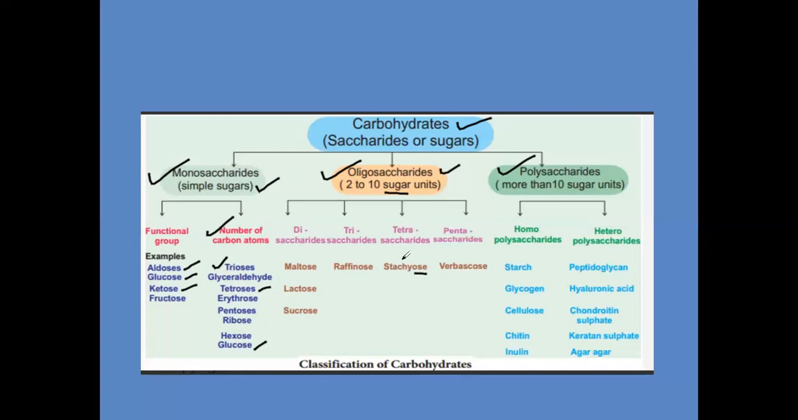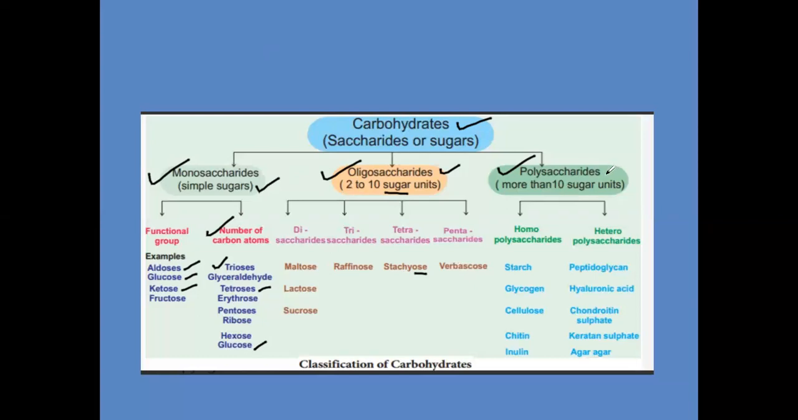How many sugar units will be present in this? 4. And in raffinose, how many sugar units will be present? 3. That means the 3 saccharide units present in raffinose and 4 saccharide units will be present in stachyose. And here we have verbascose, an example for pentasaccharide. It contains 5 sugar units.